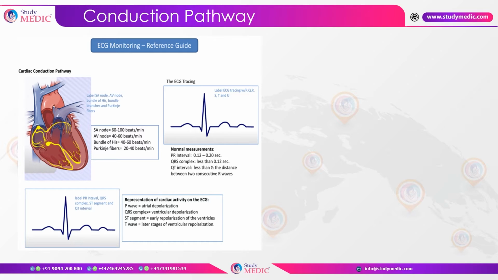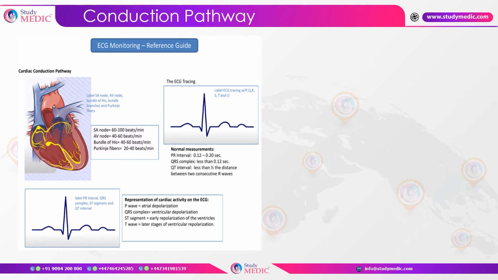So I want you to pause the video here and label the various waves. Which is the P wave, which is the QRS complex, and which is the ST segment and the T wave. Now coming to the conduction pathway of the heart, we know that it is the SA node from where the impulse begins, and when you have the SA node as the pacemaker, the heart rate is around 60 to 80 beats per minute.